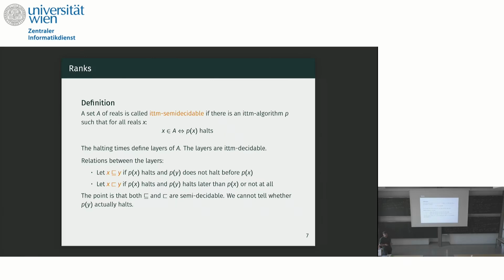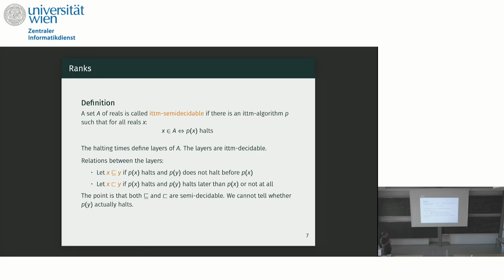And that's called a rank. So that's how I think of a rank. We have the set A, and it's layered into simpler sets. And then what is a rank really? Well, the point is that not only the layers are simple, but the comparison between them is very simple.